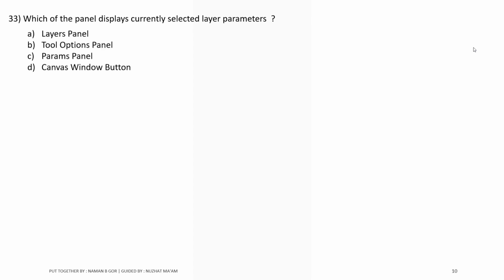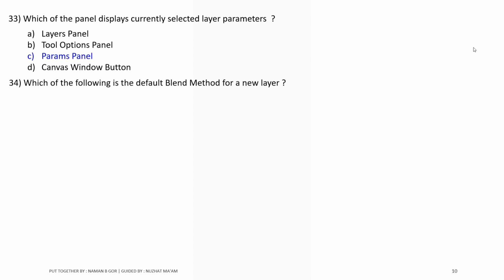Layers panel. Question number 33. Which of the panel displays currently selected layer parameters? The options are A. Layers panel, B. Tool options panel, C. Params panel, and D. Canvas window button. And the correct answer is C.